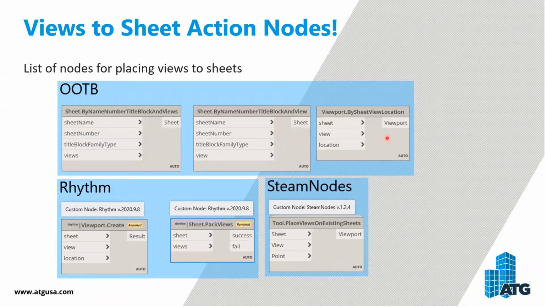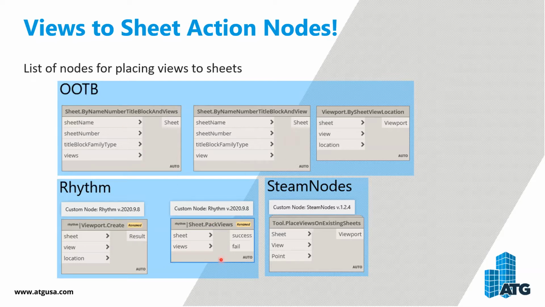This node is quite similar to Rhythm's Viewport.Create node. We must have a sheet already created within our Revit project. We then determine a view that we're going to place on that sheet, and then we can also give it a location. For the two out-of-the-box nodes, we can't determine a location, though you can move the viewport on the sheet once it's placed, something you can build in after you've run this method.